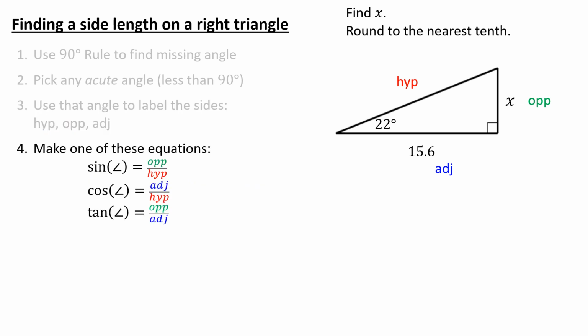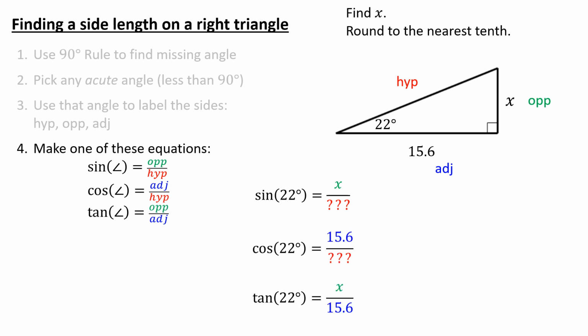Once you've labeled your sides, you have to make an equation out of one of these three options. If I were to make a sine equation, it would look like this, cosine would look like this, and tangent would look like this. I recommend hitting pause and analyzing all the details. And now, once you've labeled all those, here's what we're going to do.